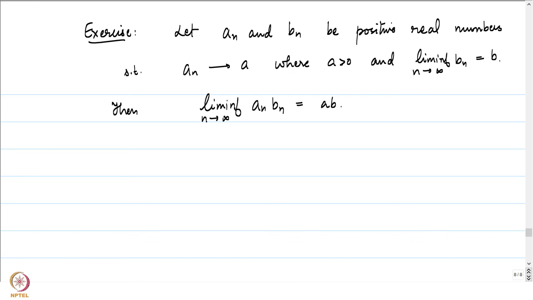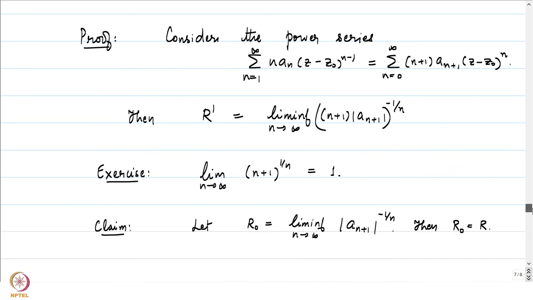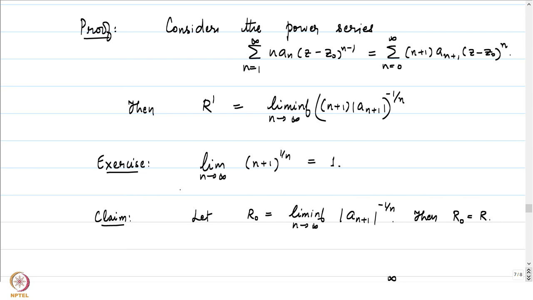Observe that n to the power 1 by n converges to 1, and the limit of |a_{n+1}| to the power minus 1 by n is exactly equal to r. And therefore, the limit of (n+1) times |a_{n+1}| to the power minus 1 by n will also be equal to 1 times r, which is equal to r.